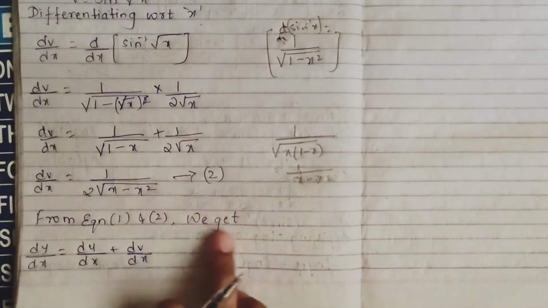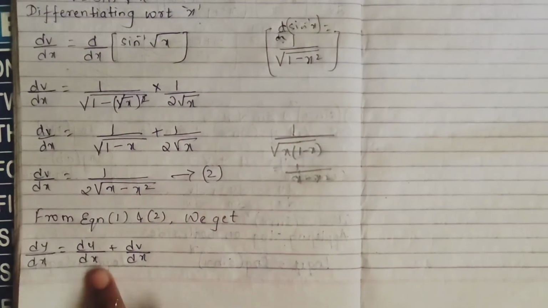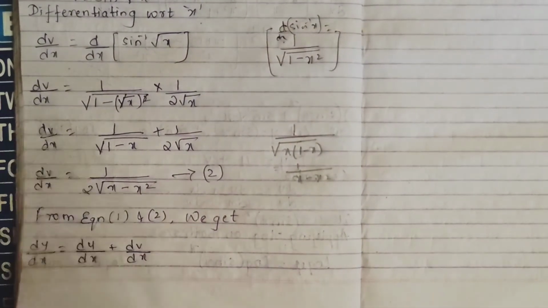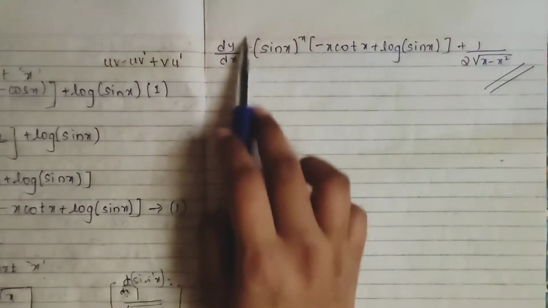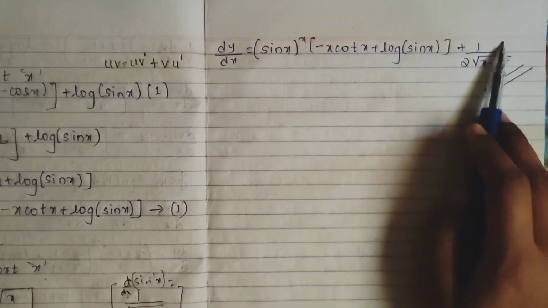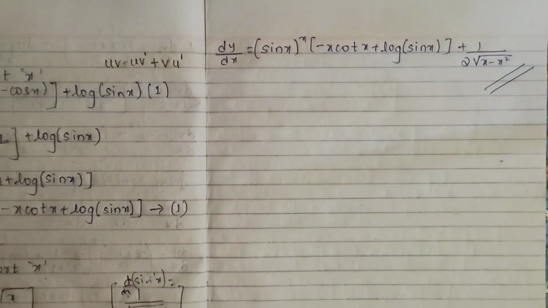From equation 1 and 2 we get dy by dx equals du by dx plus dv by dx. Substitute your values. At the end you get dy by dx is equal to, I have substituted my du by dx and then dv by dx. This is your final answer.